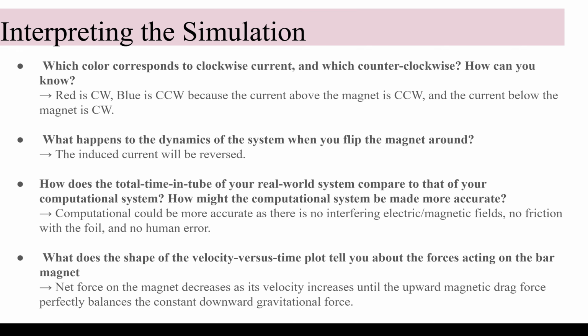And with that graph we saw earlier, the velocity versus time graph, the net force on the magnet decreases as its velocity increases until the upward magnetic force perfectly balances the constant downward gravitational force, which is when it reaches that plateau.